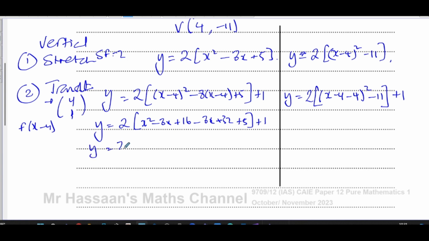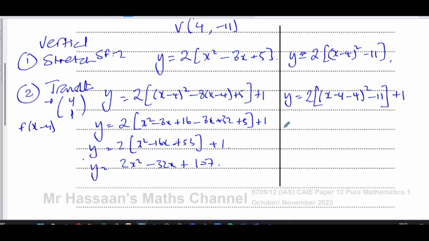So you have y equals 2 times, this is going to be x squared. You got minus 8x, that's a minus 16x. You got 16 plus 32, that's plus 48. And you're going to have plus 5. 48 plus 5 is 53. Okay, that'll be plus 53, and you got plus 1 on the outside. So you end up with y equals 2x squared minus 32x plus 106, then plus 1 on the outside, that's plus 107. So there is the equation of our curve after the transformation.